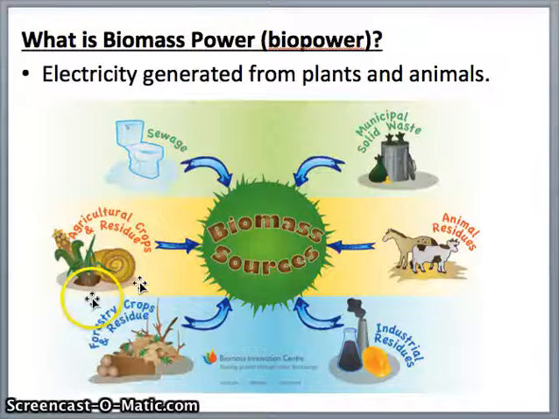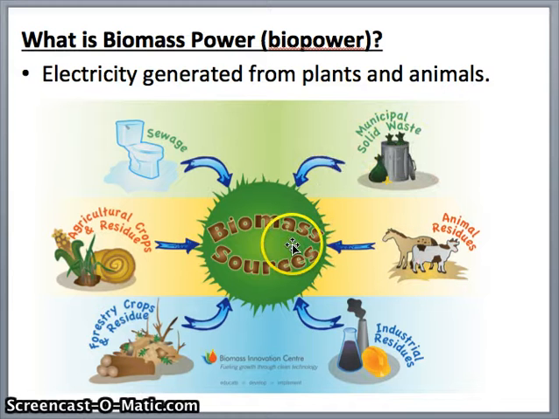Now let's talk about biomass power or biopower. Biopower is basically electricity that's generated from plants and animals. And this picture just shows you the different sources of plant and animal residue that can actually become biomass power. So they can come from waste, they can come from animal waste products, waste products from forests, agriculture, and even sewage.